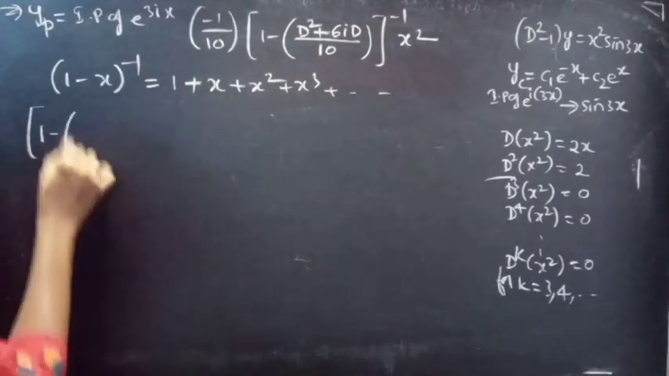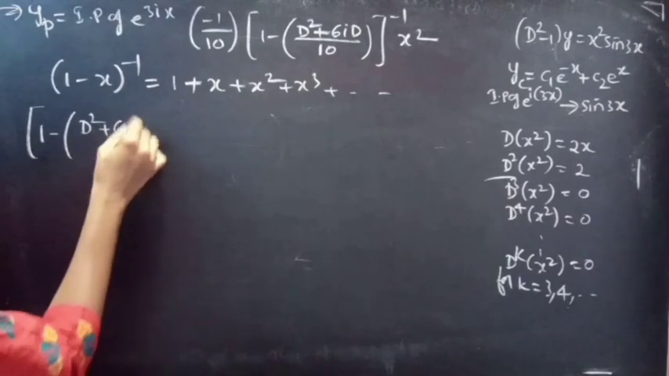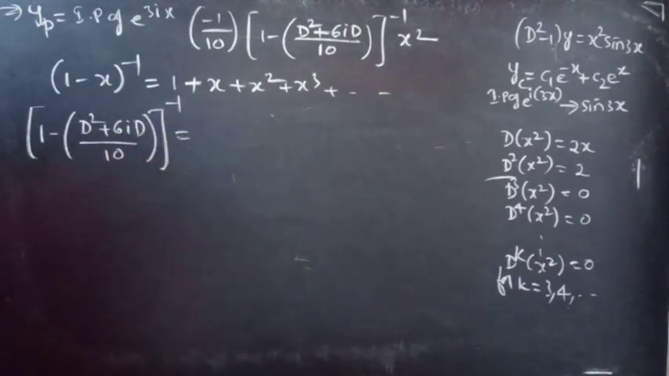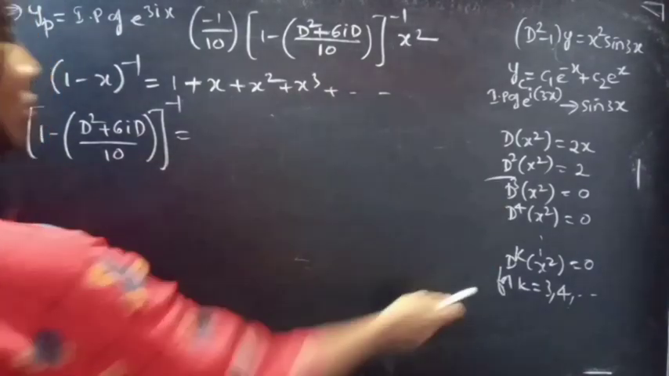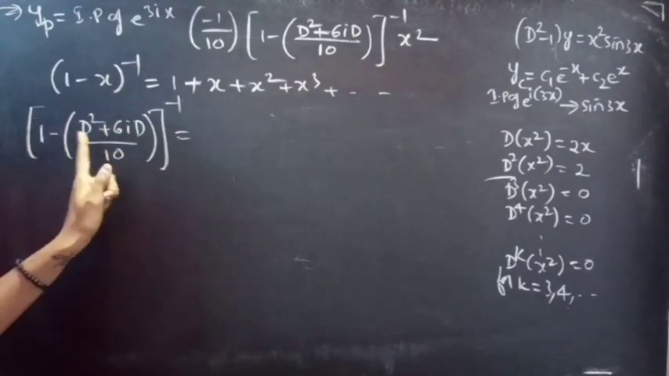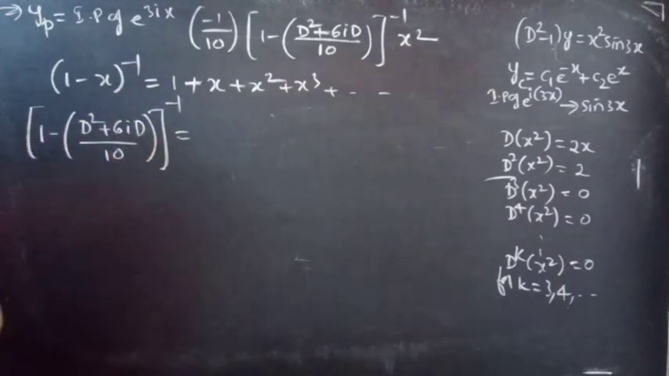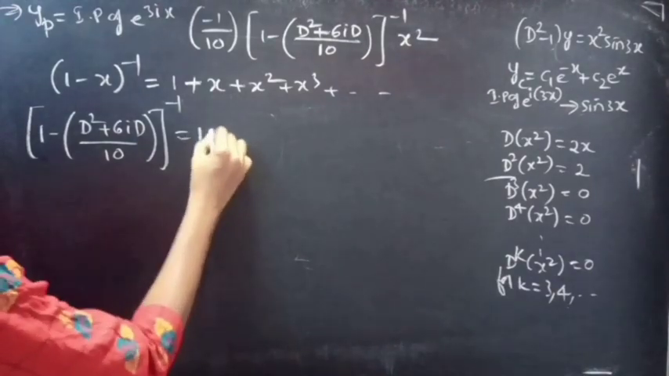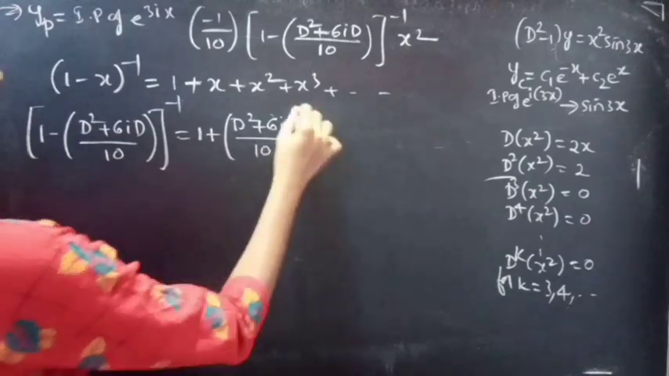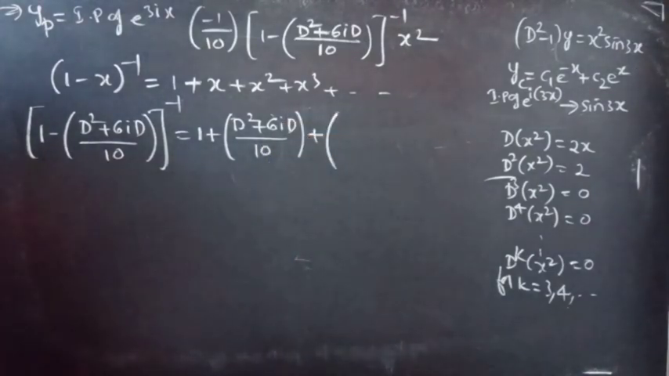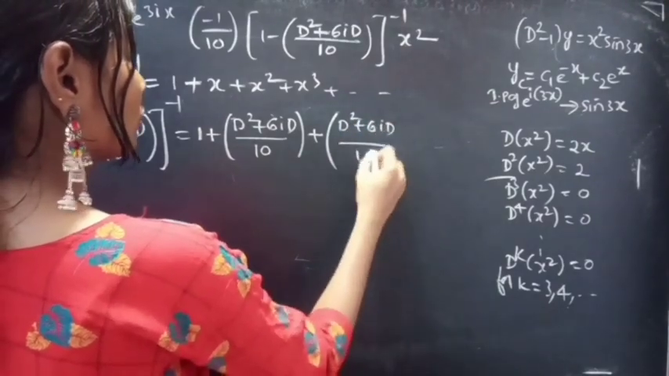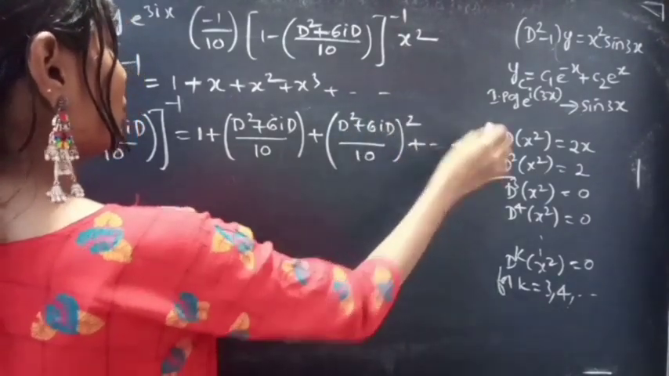Expansion of (1 − (d² + 6id)/10)⁻¹, by keeping all this in mind, we'll expand this one. Just compare these two. Then for x equals (d² + 6id)/10, we'll get 1 + (d² + 6id)/10 + ((d² + 6id)/10)² + so on, right?